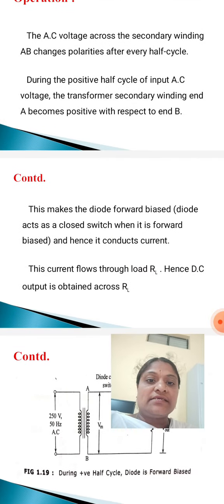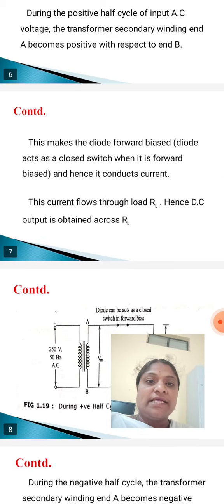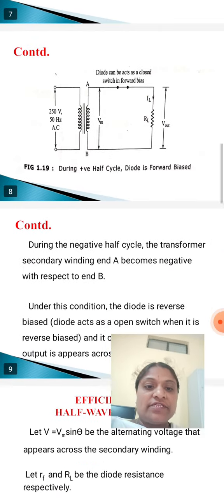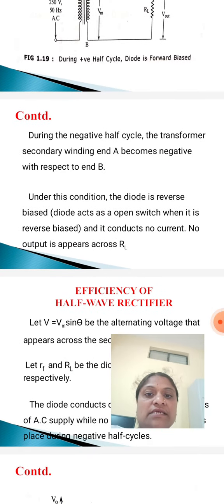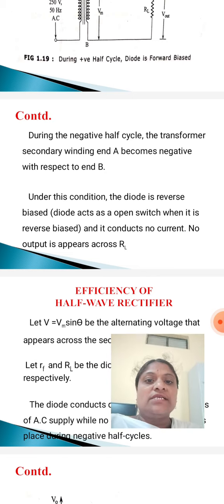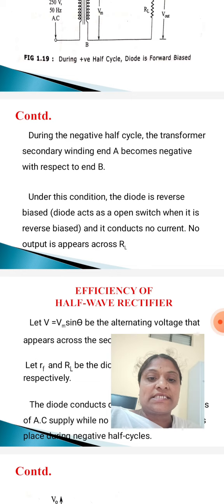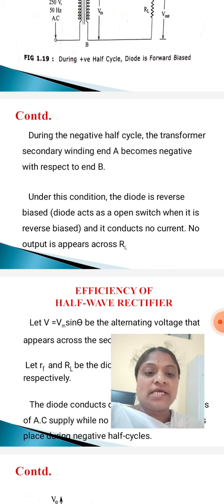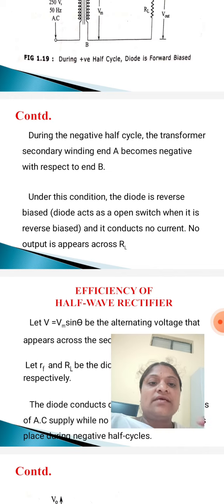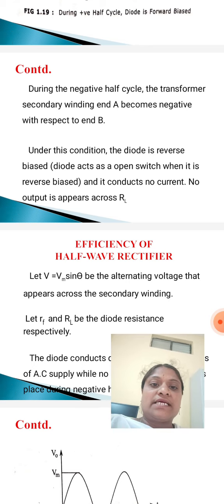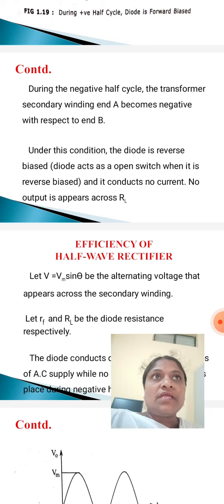This makes the diode reverse biased. Reverse bias means it does not conduct current. Under this reverse bias condition, the diode acts as an open switch. There is no current flowing through the circuit, and no output appears across the load resistor. So in the output waveform, the negative half cycle is suppressed.